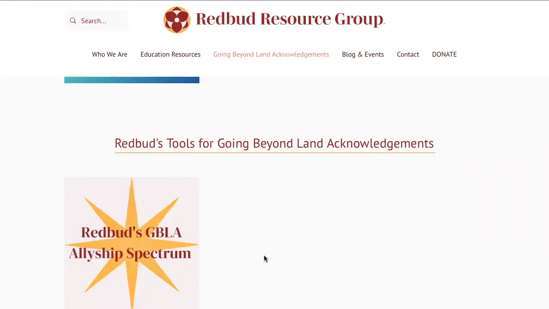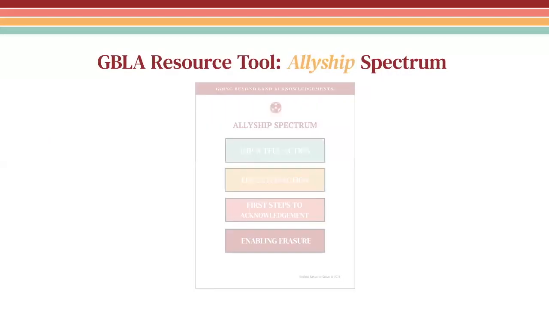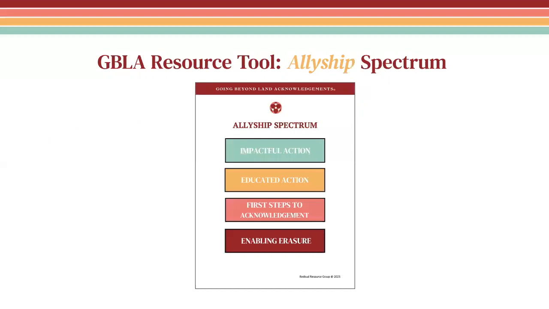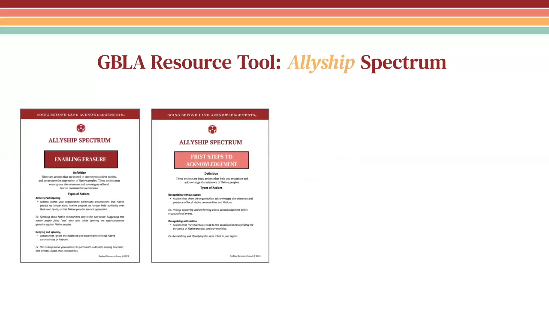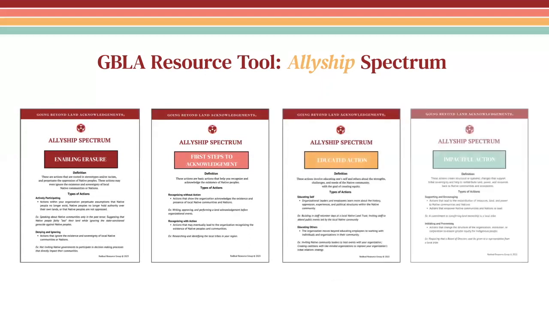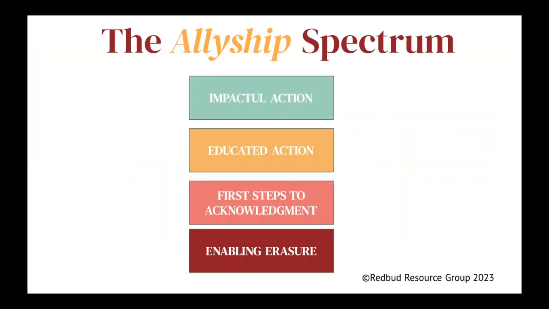Once you have located the Allyship Spectrum on our website, you can download a printable copy. We have also provided a blank spectrum for you or your organization to brainstorm examples of goals or actions. Use the spectrum to evaluate and measure these goals and actions and see where they fit. We hope you make use of Redbud's Allyship Spectrum on a regular basis and make it a part of your Going Beyond Land Acknowledgements goal-setting toolkit.